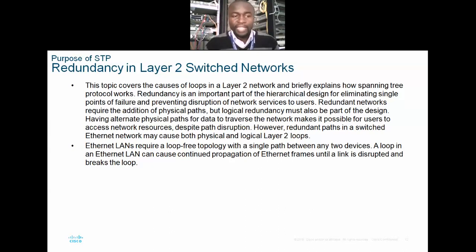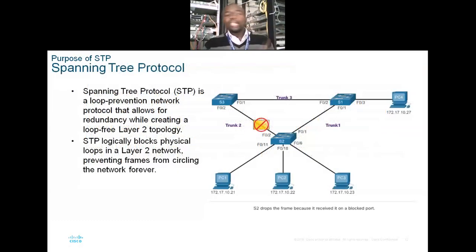So you need redundancy. So spanning tree protocol is just the set of rules that governs how you can have redundancy on your network and yet be able to prevent loops that take place in your network. Now, like we said, spanning tree is a loop prevention protocol that allows us to create so much redundancy on our network, and it logically blocks any physical loops in the network.